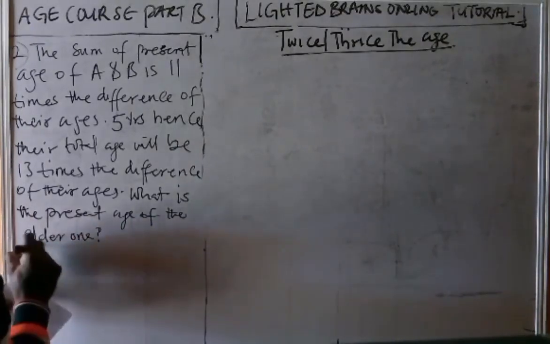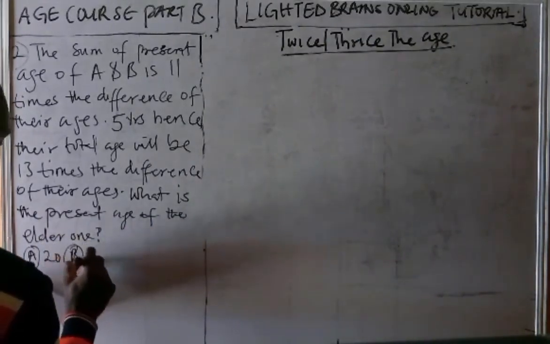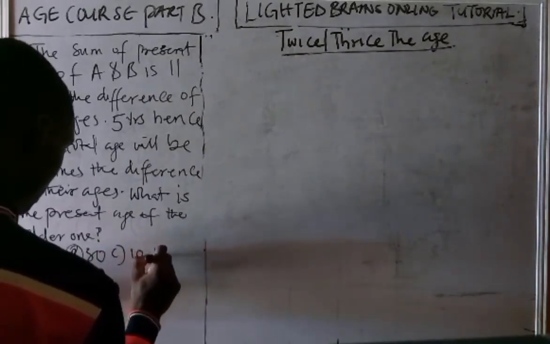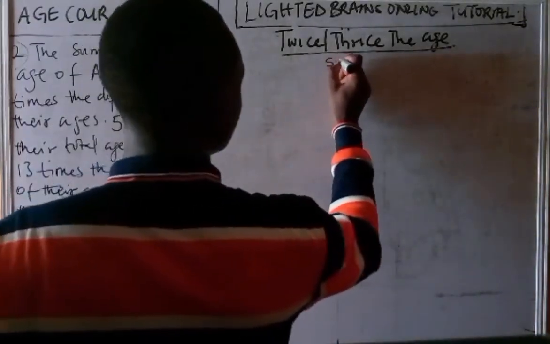Now let's look at the options. A, we have 20. B, we have 30. C, we have 10. D, we have 5. Now let's look at the solution.